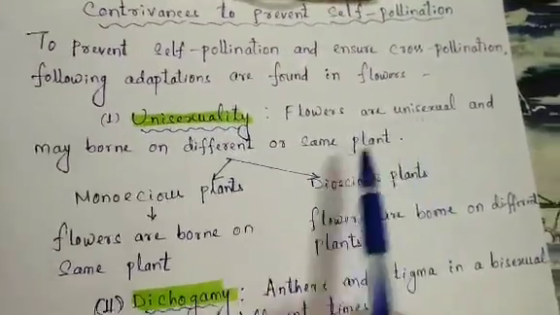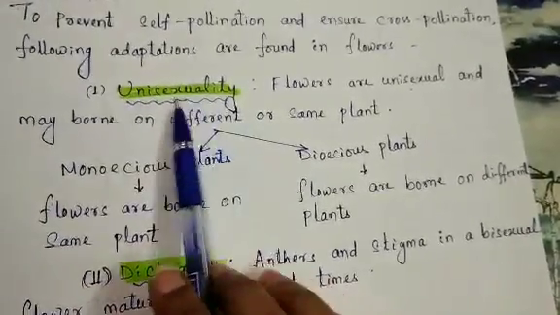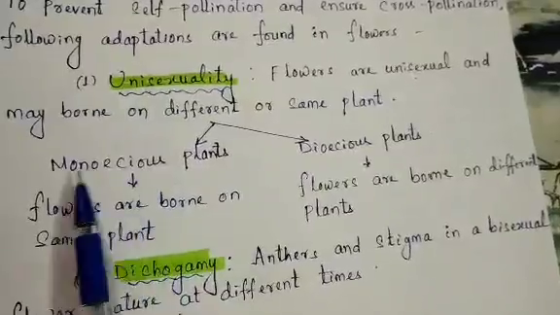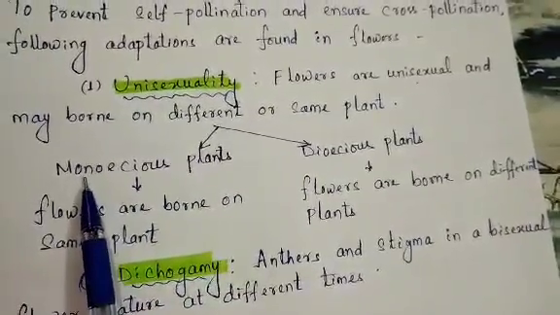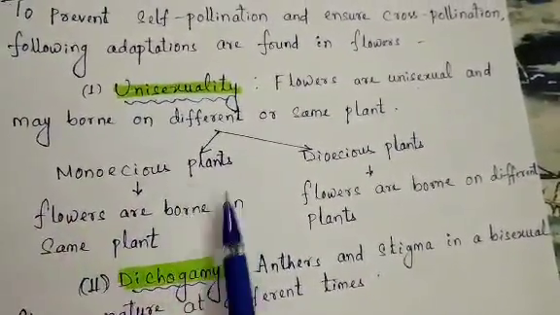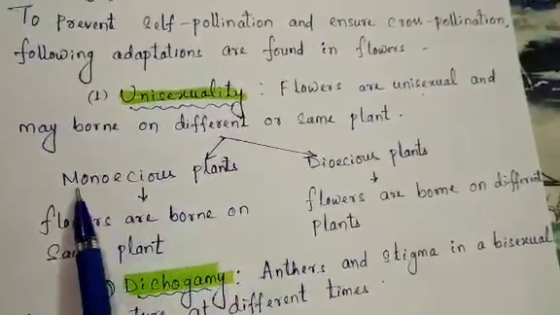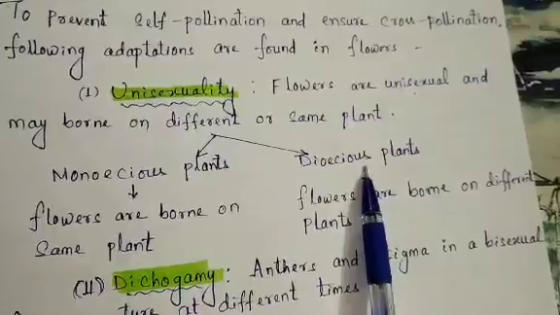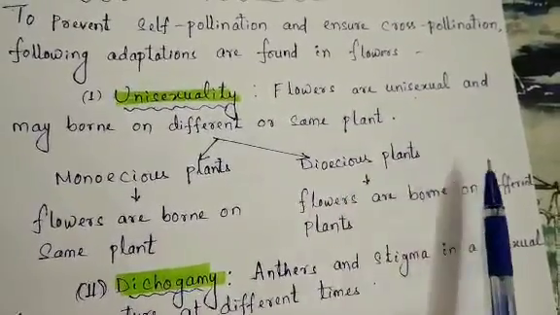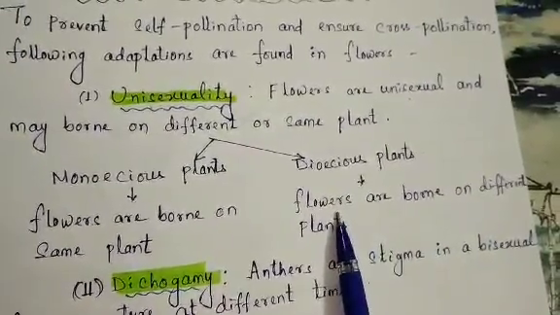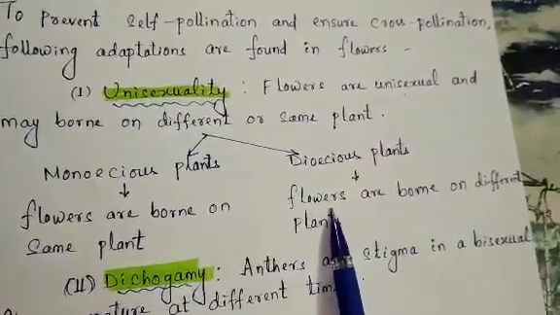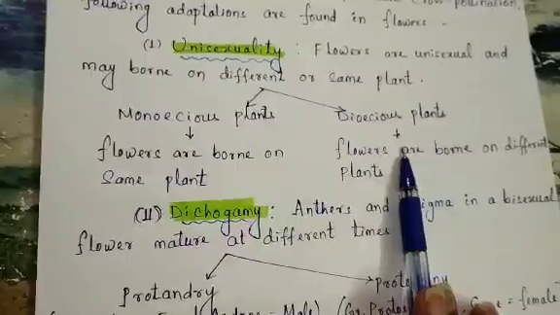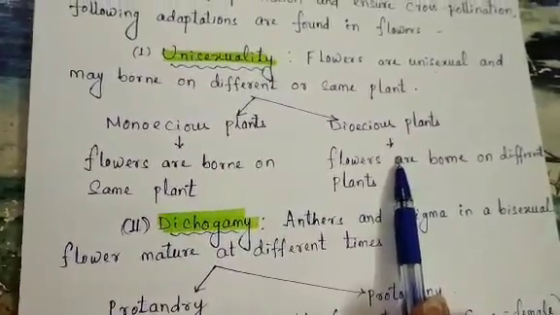On the basis of unisexuality, we can divide the plants into two types. One is called monoecious plants. Mono means one. If in a single plant, both male flowers and female flowers are borne, then we call it a monoecious plant. Dioecious plant means we have male plants and female plants, so the male and female flowers are borne on different plants. Because of this, cross-pollination is allowed and self-pollination is prevented.